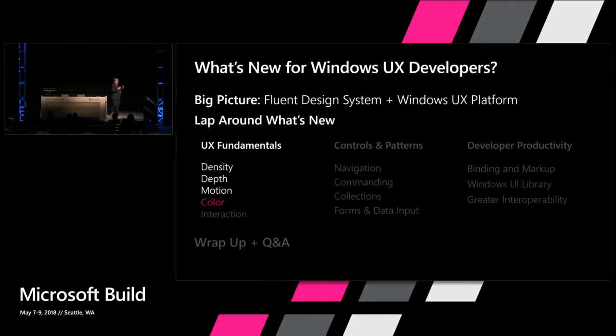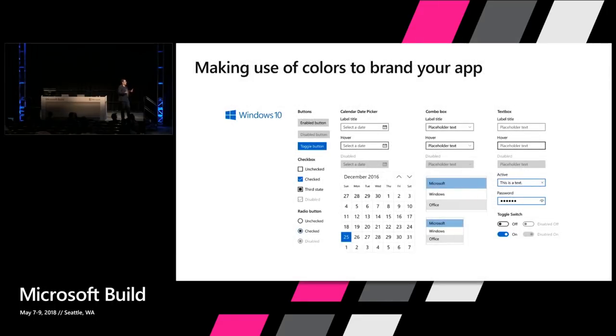All right, so we've got better density to address a lot of the things people have asked for there. Support for depth, a lot of improvements around motion and how you can make it natural and automatic. Now I want to talk about color. Making use of colors to brand your app.